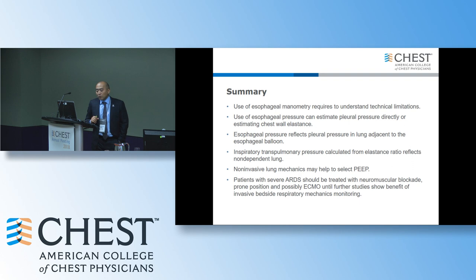So in summary, the use of esophageal manometry requires understanding technical limitations. It can estimate pleural pressure directly, or indirectly estimate the chest wall elastance. Esophageal pressure reflects pleural pressure in the lung adjacent to the esophageal balloon, that would be the dependent lung. Inspiratory transpulmonary pressure calculated from elastance ratio reflects non-dependent lung. Non-invasive lung mechanics may help to select the PEEP. Patients with severe ARDS should be treated with neuromuscular blockade, prone position, and possibly ECMO until further studies show benefit of invasive bedside respiratory mechanics monitoring.